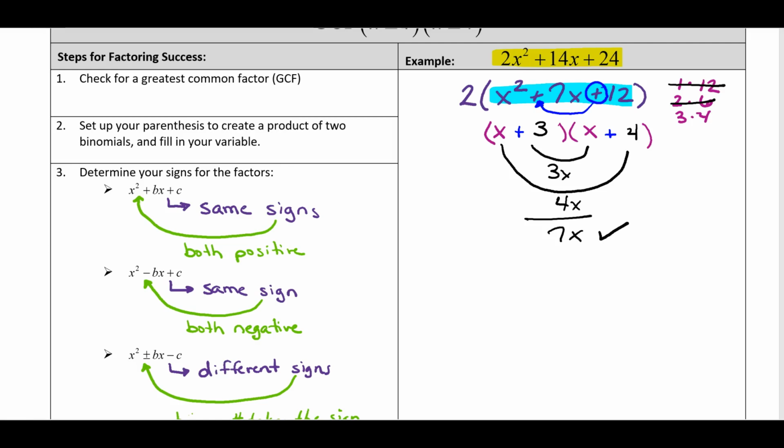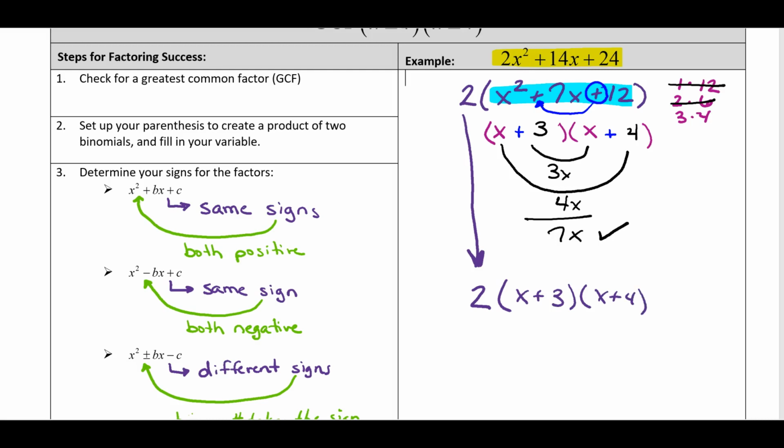So now the last step is to put it all together. So I have to bring down this factor of 2. This was my greatest common factor. We can't lose him. So I have 2 times x plus 3 times x plus 4.